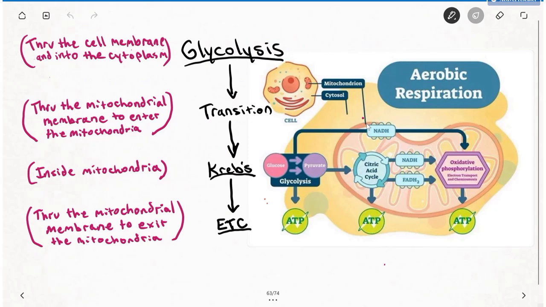Now, we know that glycolysis brought the glucose molecule into the cell and divided it in half. The transition stage brought it into the mitochondria. The Krebs took place inside the mitochondria, and now the electron transport chain is in the cristae of the mitochondria and the intermembrane space, and inside the mitochondria as well. But the important elements that operate the electron transport chain are embedded in the cristae of the mitochondria, which are these folds right here, right next to the mitochondrial membrane.